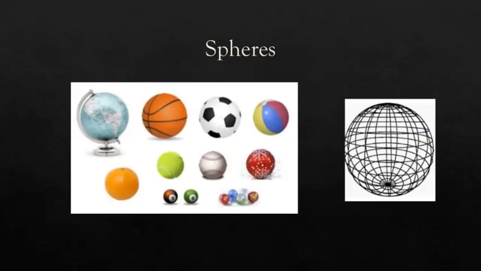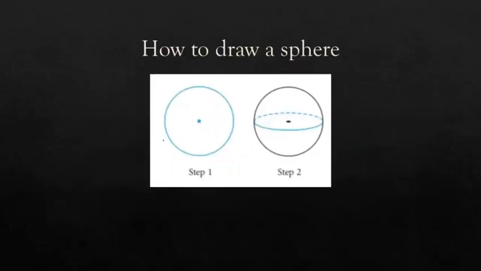A simple way to draw a sphere is a complete circle and mark the center. And then in the middle of the circle, you're going to draw that stretched oval and then dash that one in the back to show that that's on the other side of the sphere.